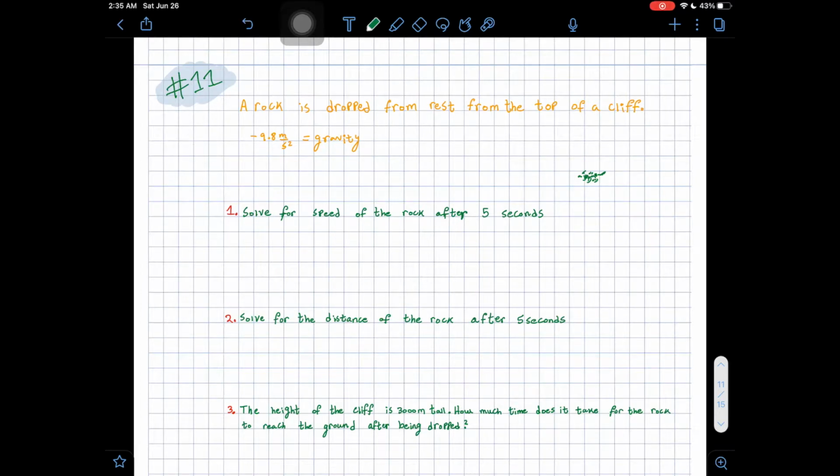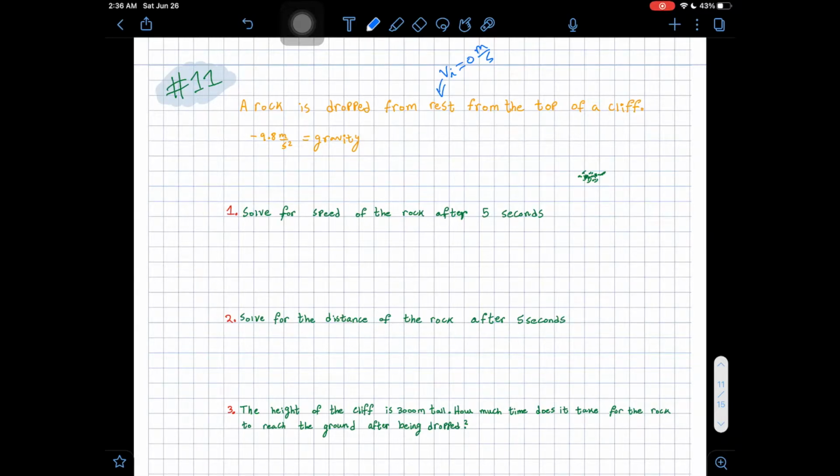In today's video, we'll be going through part 11 of our physics review. Part 11 tells us that a rock is dropped from rest from the top of a cliff, and it also tells us that we're going to be using negative 9.8 meters per second squared as the acceleration of gravity. When something says it's dropped from rest, we're assuming that it has an initial velocity of 0 meters per second, and we know it's off a cliff. Now, it's asking us to solve for the speed of the rock after 5 seconds.